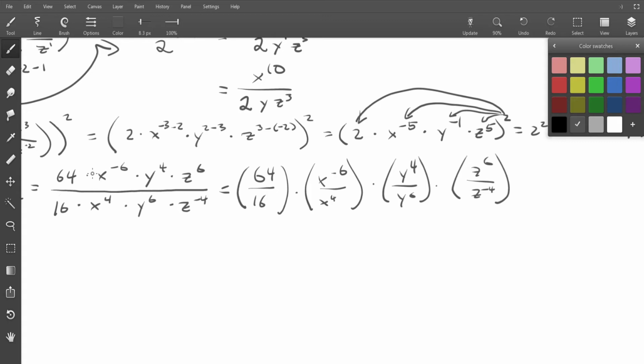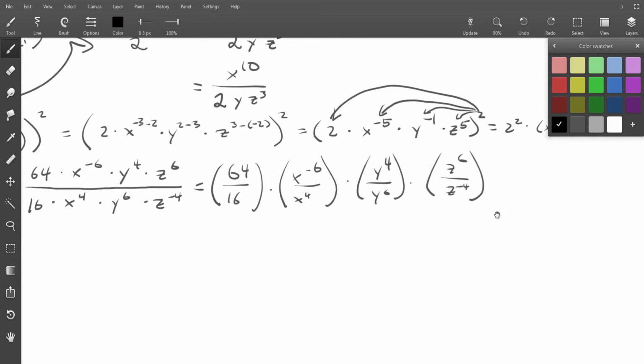And we can see here, we can keep track if I go ahead and just cross stuff out. So we have the 64 here, the x to the negative 6 here, the y to the 4th here, z to the 6th here, 16 here, x to the 4th here, y to the 6th here, and z to the negative 4th here. And so now that I've crossed everything off and there's nothing extra on either side, I know that I've done this translation from this form into this form correctly. Right? You want to make sure there's nothing extra and that you didn't leave anything out.